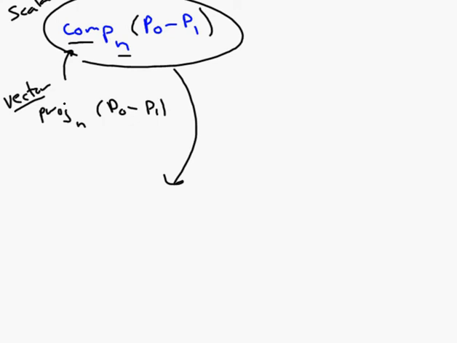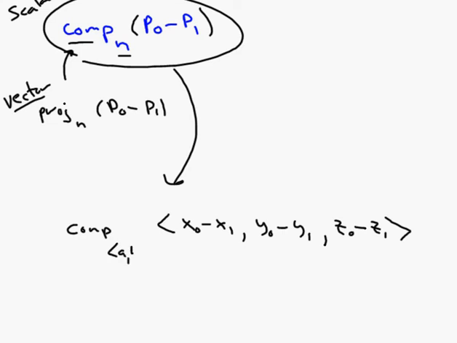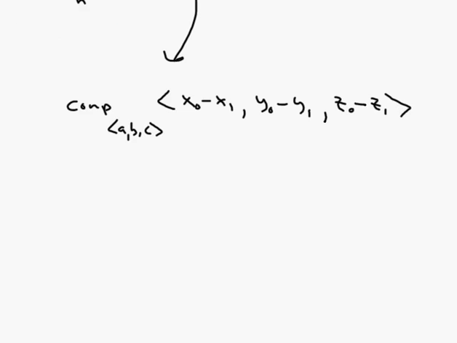We can say that is the component of the vector p0 minus p1, which we can write as x0 minus x1, comma, y0 minus y1, comma, z0 minus z1. I can do that because when you subtract 2 points to get a vector, you just subtract their components. And then we can write the vector n as a, b, c.